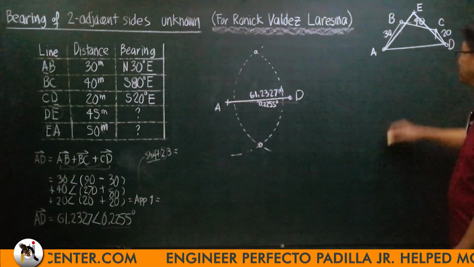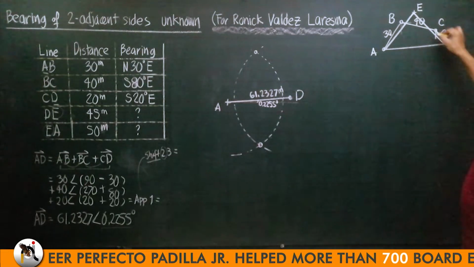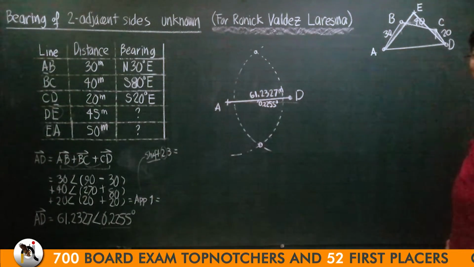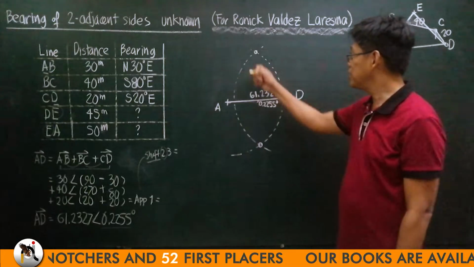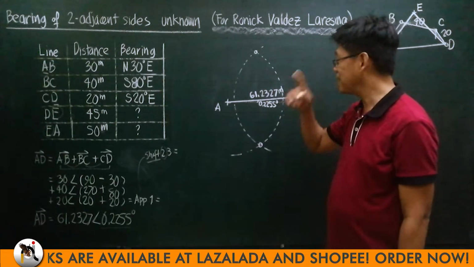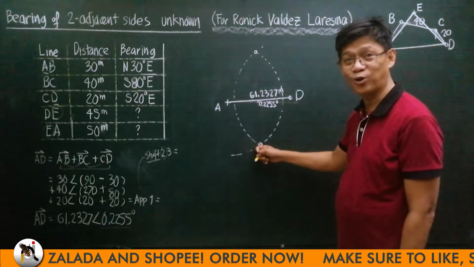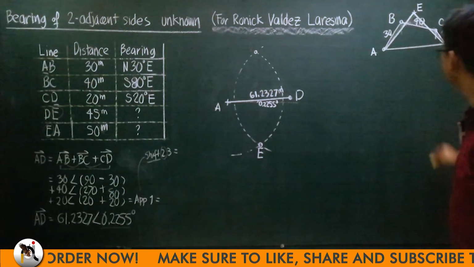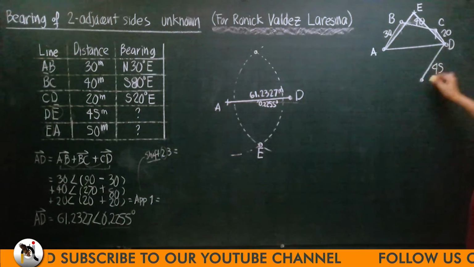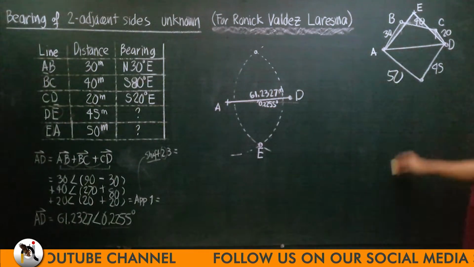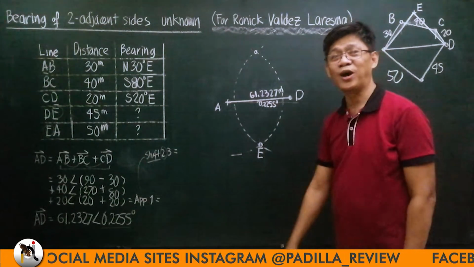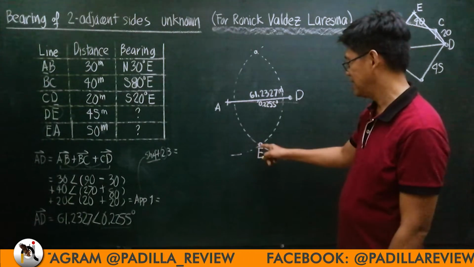So, what is your lot? A, B, C, D, E, A. So, it's this. You follow? This is very unlikely. I'm not saying that it's not possible. It's possible as we had seen. But the more likely possibility is that this is your point E. So if your E is here, this is 30, 40, 20, 45, 50. So this is your traverse, A, B, C, D, E, A. So I will just discuss this one.